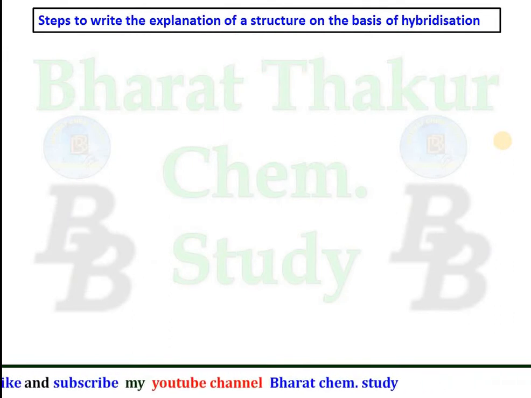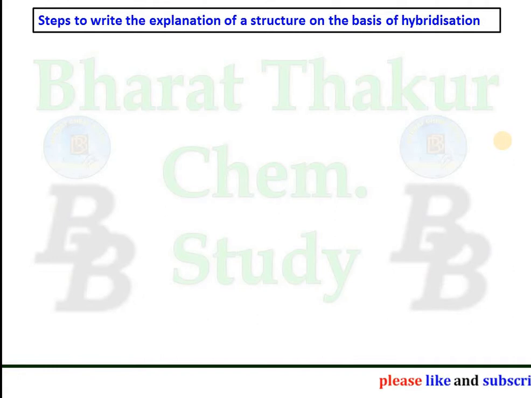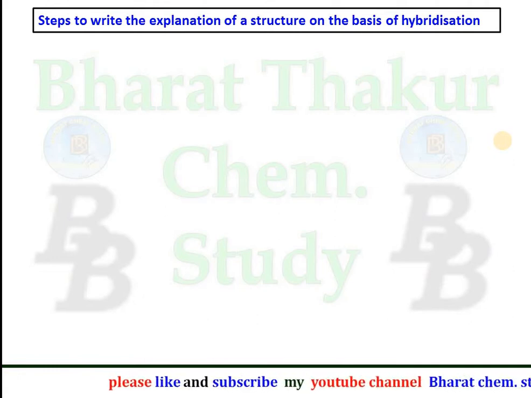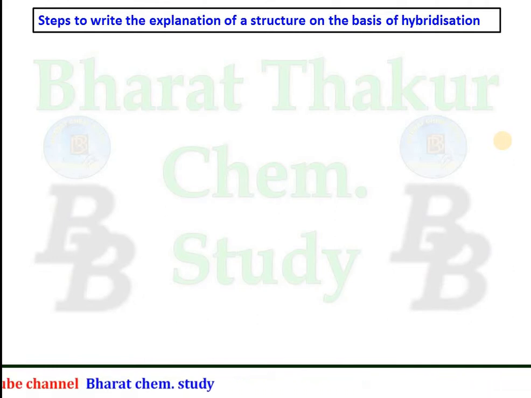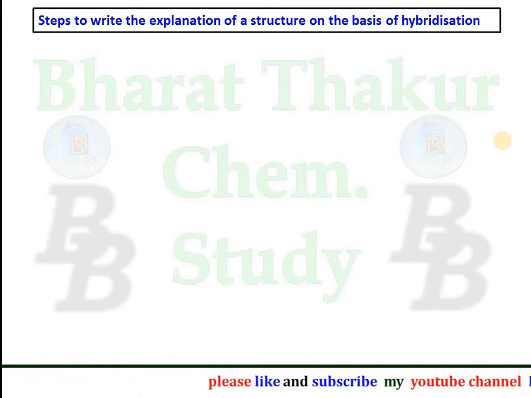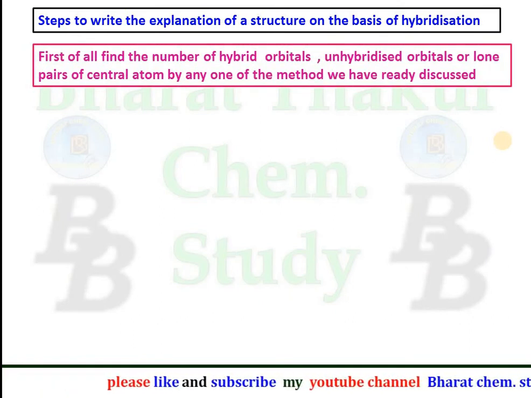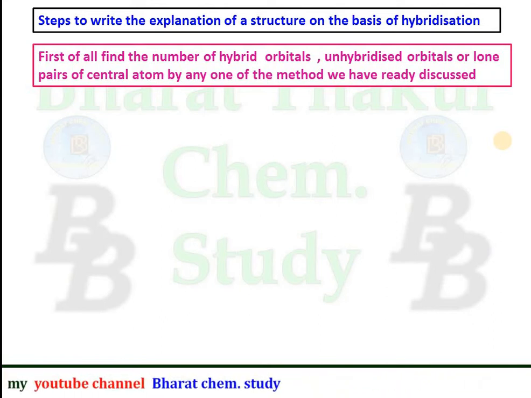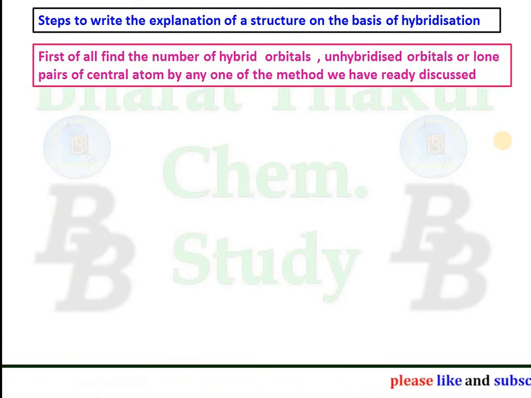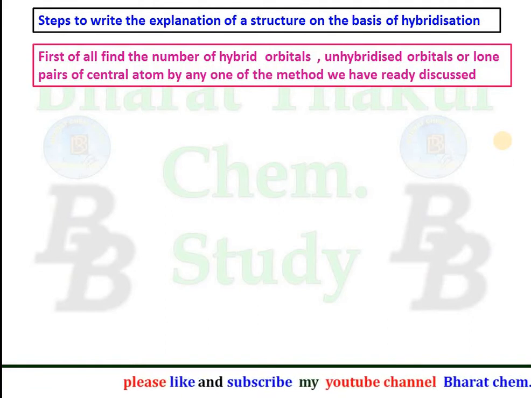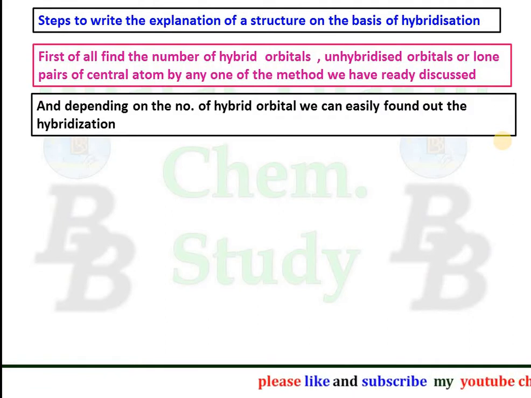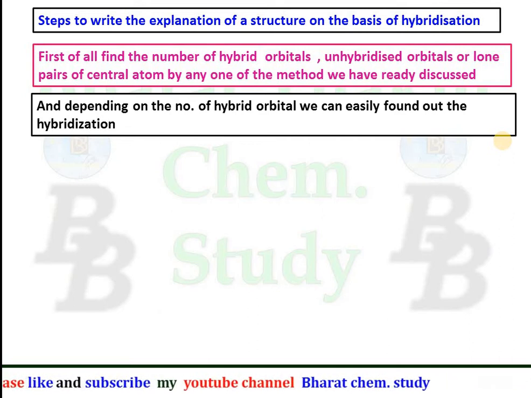Now we are going to study the steps to write the explanation of a structure on the basis of hybridization. First we understand all the steps, and then we practice by explaining the structures of some molecules on the basis of hybridization. The first step is that we have to find the total number of hybrid orbitals, unhybridized orbitals or lone pairs of the central atom by any one of the methods which we have discussed, and depending upon the number of hybrid orbitals we can easily find out the hybridization.